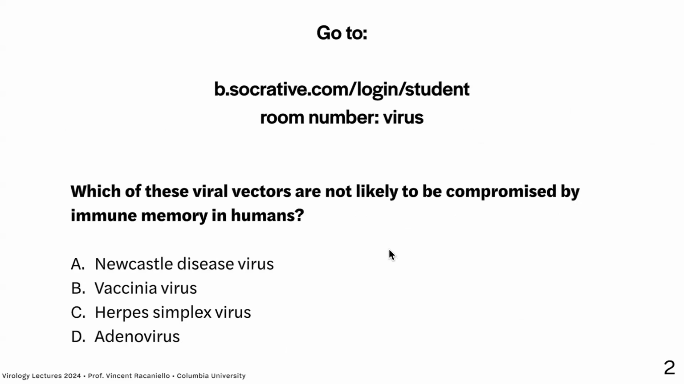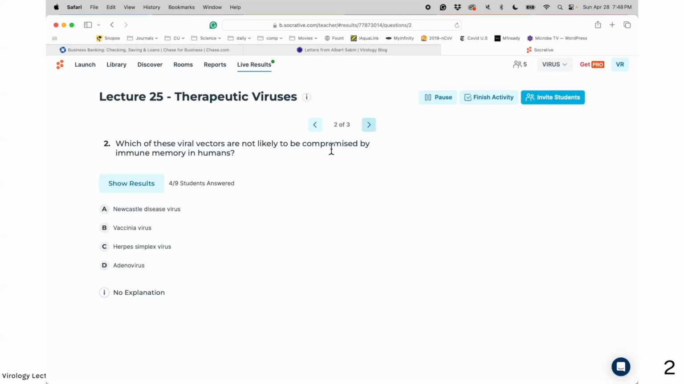All right, next question. Which of these viral vectors are not likely to be compromised by immune memory in humans? Newcastle disease virus, vaccinia virus, herpes simplex virus, or adenovirus? Okay, which is not likely to be compromised by immune memory in humans? Let's see what we did of your four.